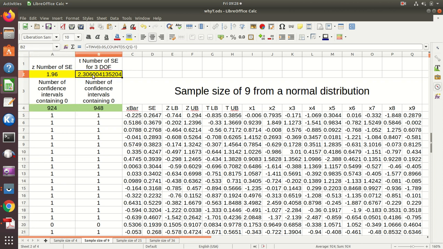But if you look up here, the number we really should use, I see I have a typo. Let me fix that right now. This is 8 degrees of freedom.